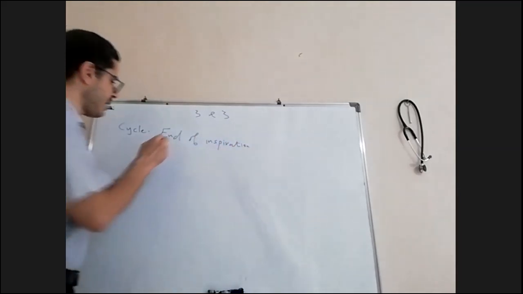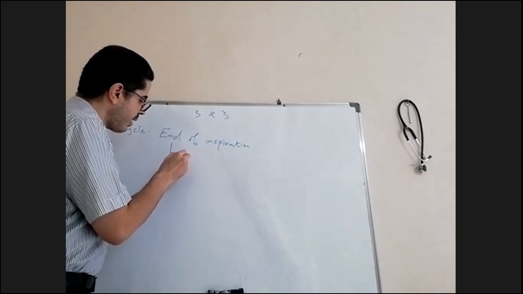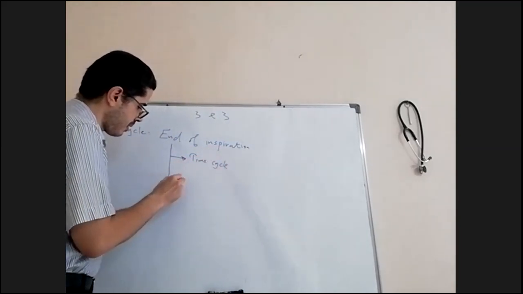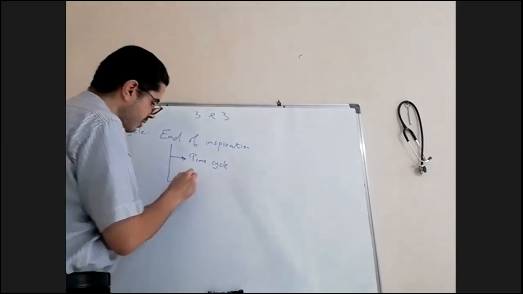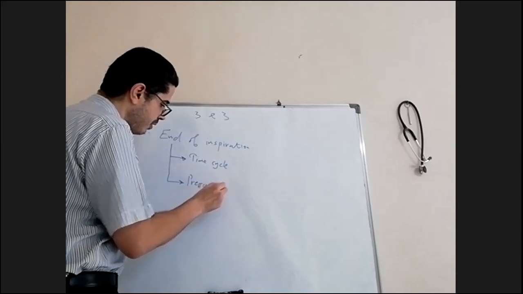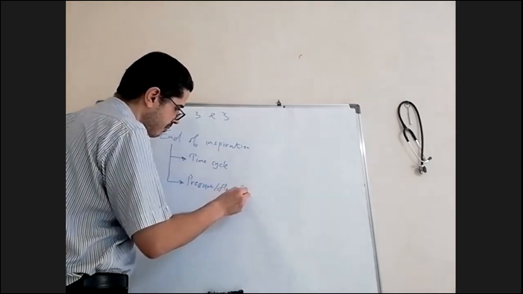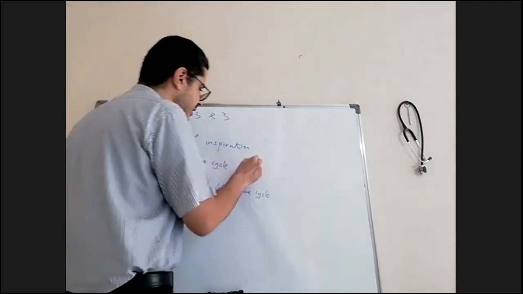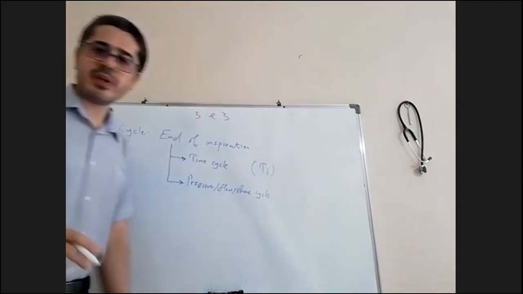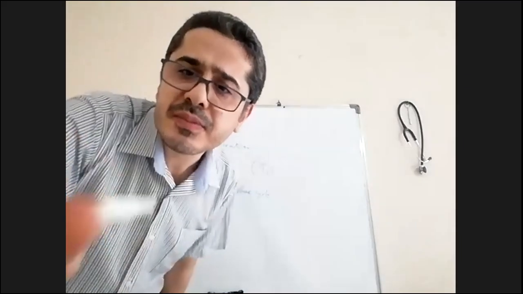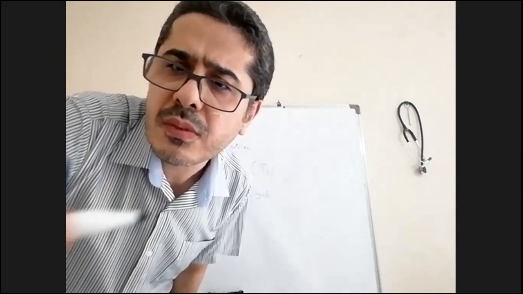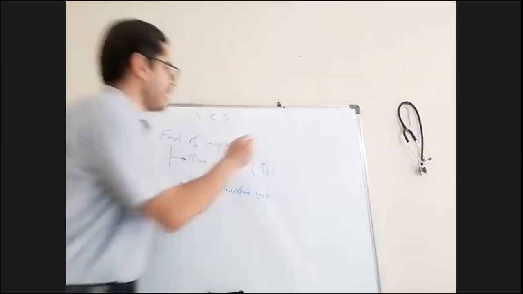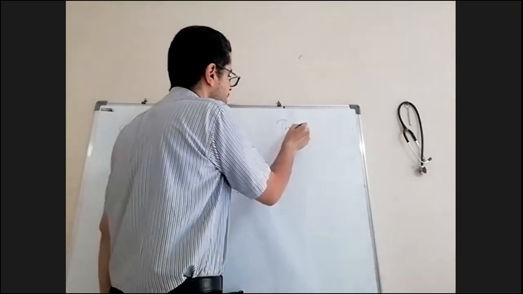So we have two types of cycle. We have either time cycle or pressure, flow, volume cycle. So time cycle, this is adjusted by the TI. TI in the machine. When we insert TI, so for example, if you insert TI 0.5, for example, you insert TI 0.5.